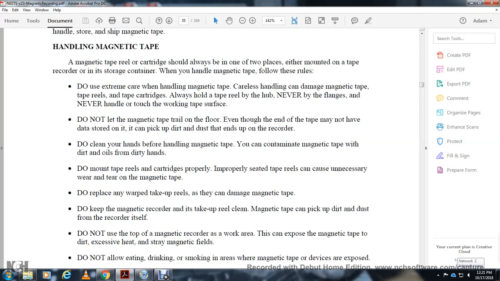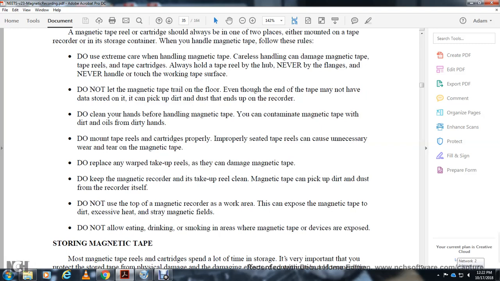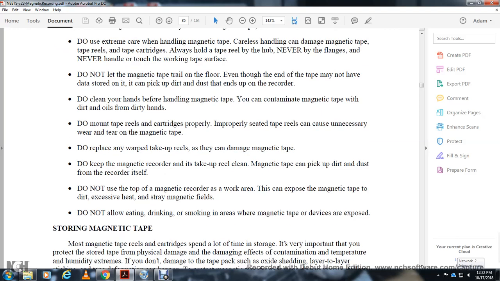Do not take up the damaged magnetic tape on a reel. Do not use a dirty reel on the recorder, and take up the clean reel. Dirty tape can pick up dirt and dust from the recorder itself. Do not use the top of the magnetic recorder as a work area, because that exposes the magnetic tape to dirt, excessive heat, and stray magnetic fields. Do not allow eating, drinking, or smoking where magnetic tape devices are exposed.